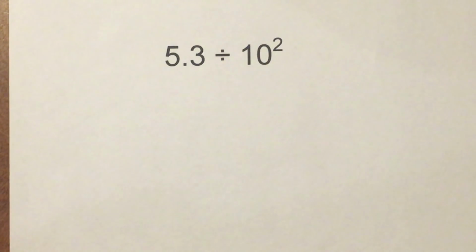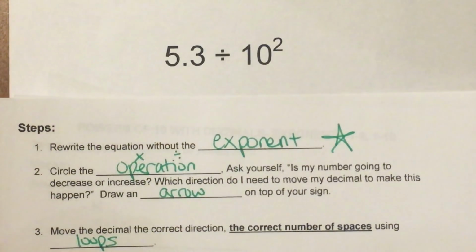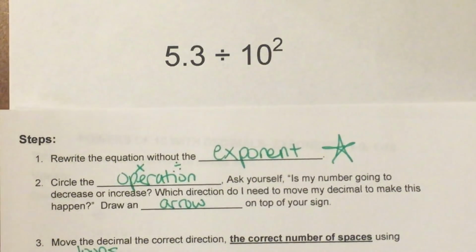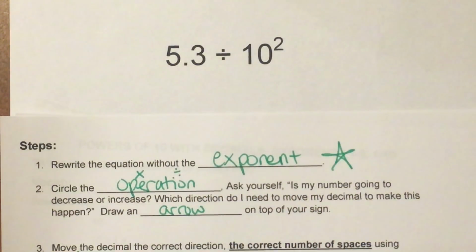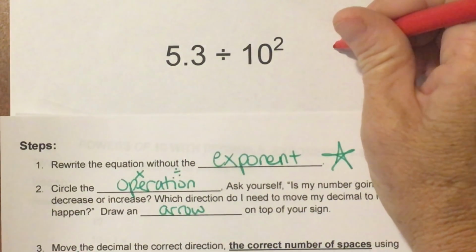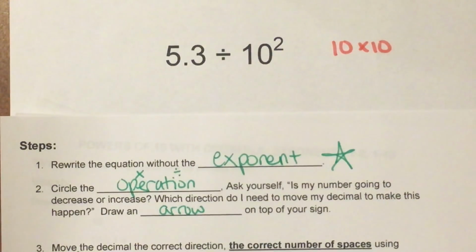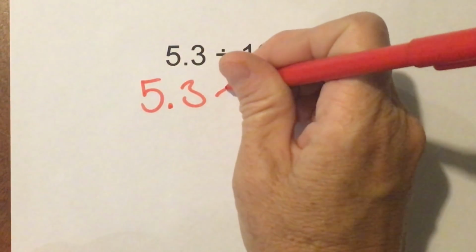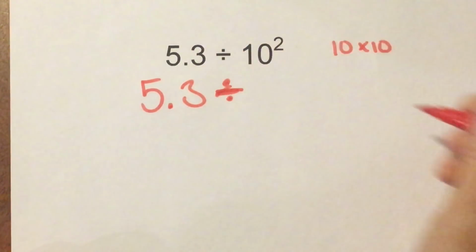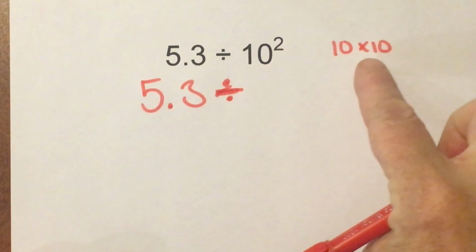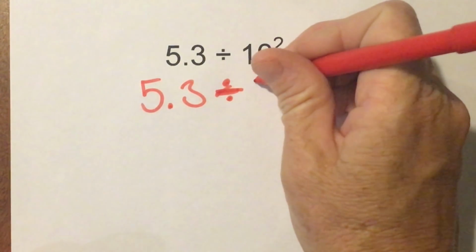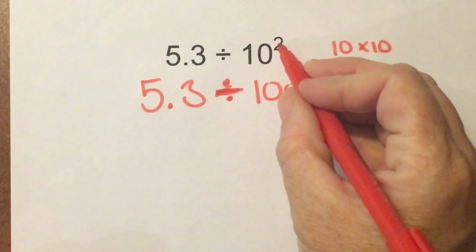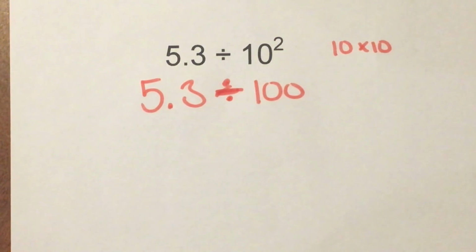Okay, so remember my only new step is step 1. So I need to rewrite the equation without the exponent. Well, what does 10 squared mean? It means I have 10s and I have 2 of them. So it means 10 times 10. So when I rewrite it, oops, sorry, that's a division sign, division. 10 squared means 10 times 10, which is 100. Or I could remember the 2 means there's going to be 2 zeros. Then I just solve like I have been.